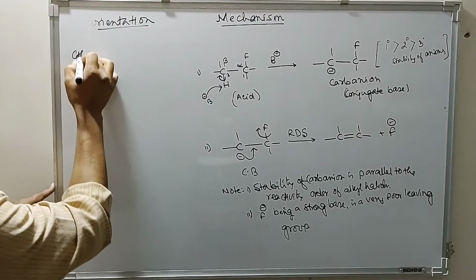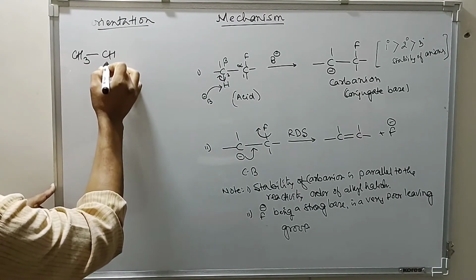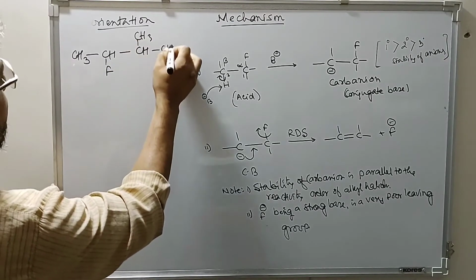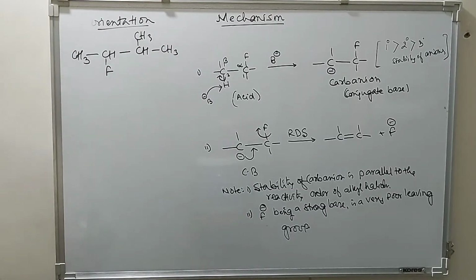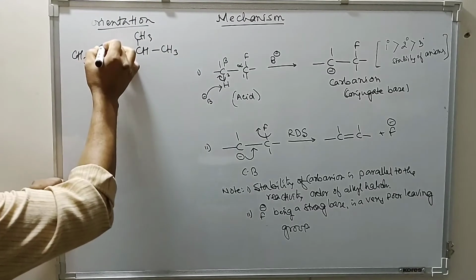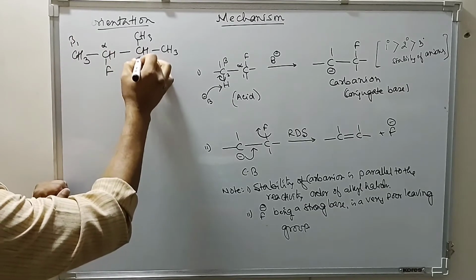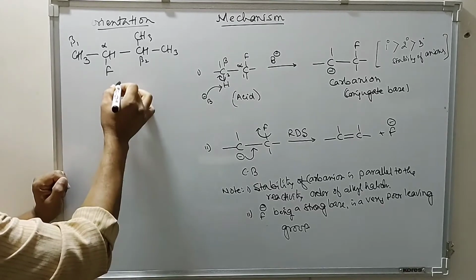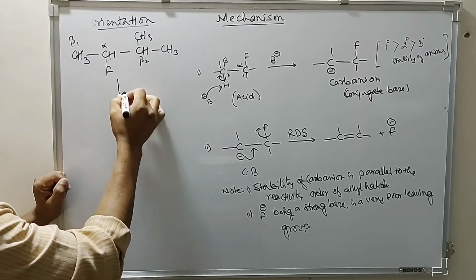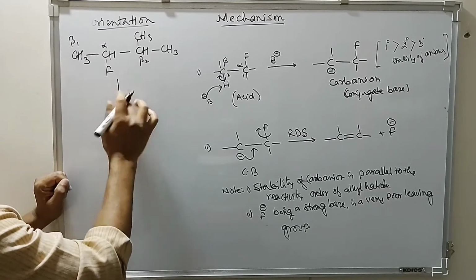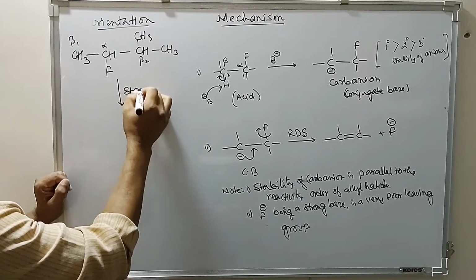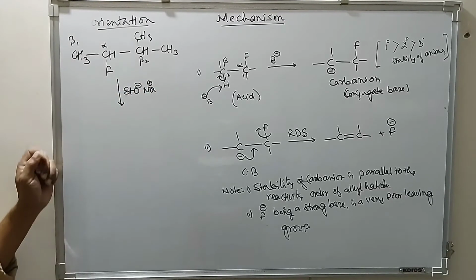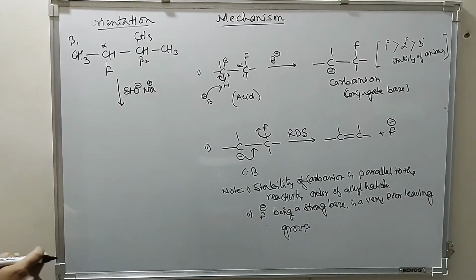So let's take this compound, CH3, CH, F, and so on. This is the alpha carbon, this is beta 1, this is beta 2. So we have two types of beta hydrogen. Now look at this. This reacts with sodium ethoxide, which is a strong base, sodium ethoxide in alcohol, ethanol.